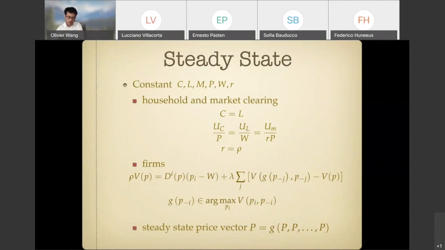In the paper, we don't have it for heterogeneous lambda. We have it for heterogeneous demand functions and costs. But the way to solve it is similar for different lambdas. So we can consider the case where you have different G j's. And then the steady state price vector is not just one equation, it's a system where P i is the best response G i to all the other P j's. And each firm i is doing this optimally.